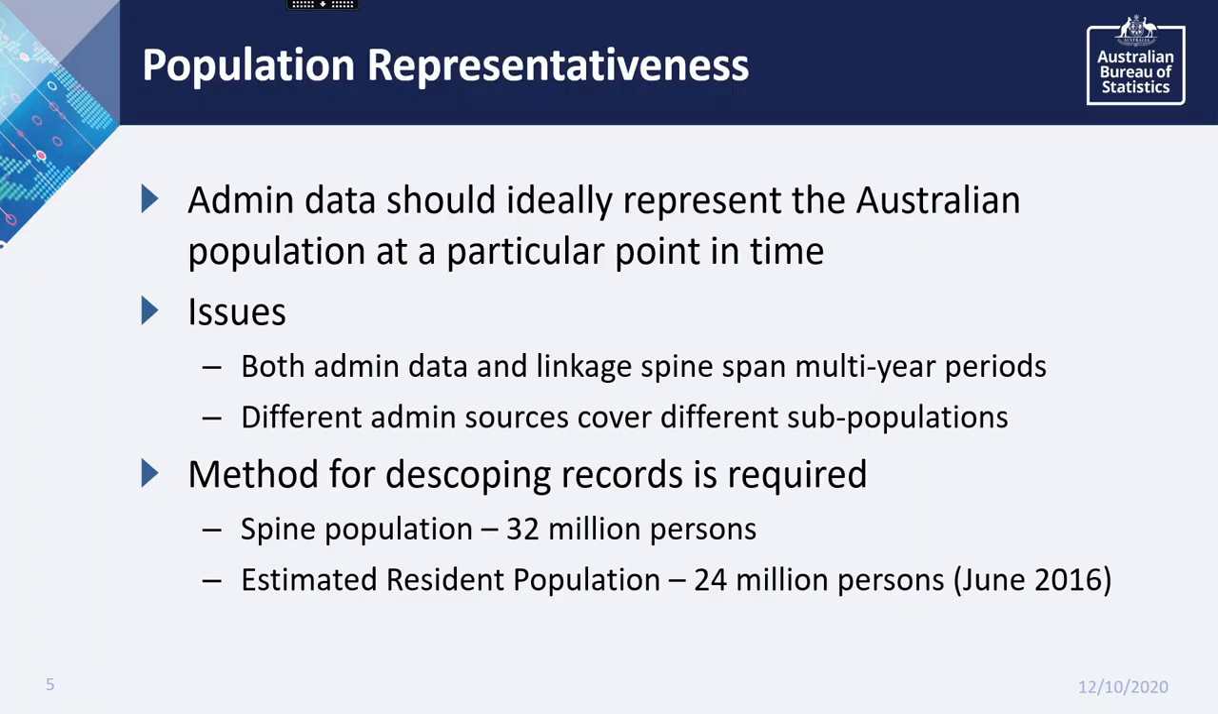So if we think back to our person linkage spine, that has more than 32 million persons on it. But if we looked at, say, estimated resident population at a given time point, say June 2016, we know that in the Australian population there are only 24 million persons. So ideally what we need is some sort of flag or indicator that we can apply to the data to subset it just to those records that we believe are in the Australian population at a given point in time.